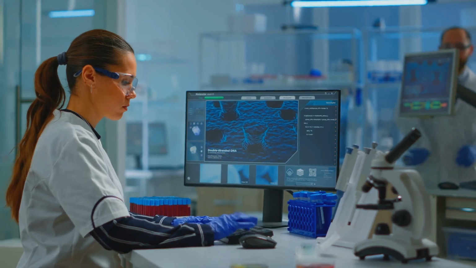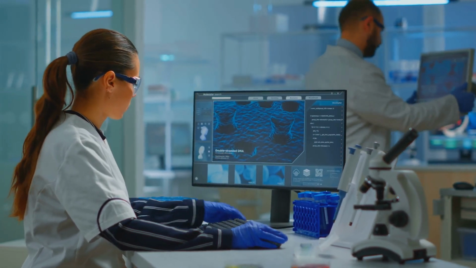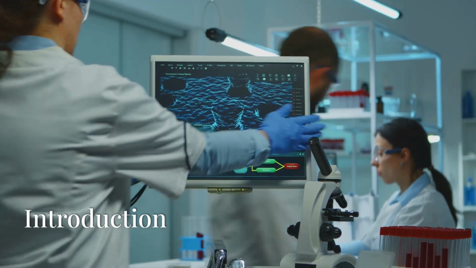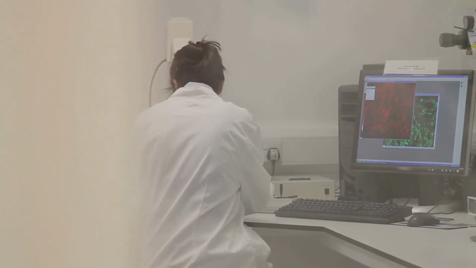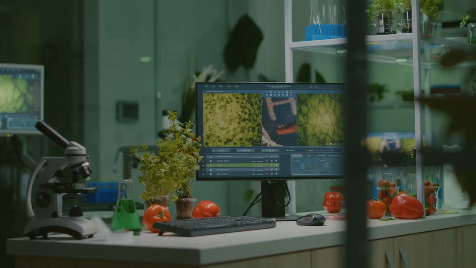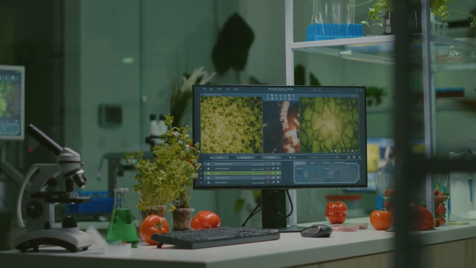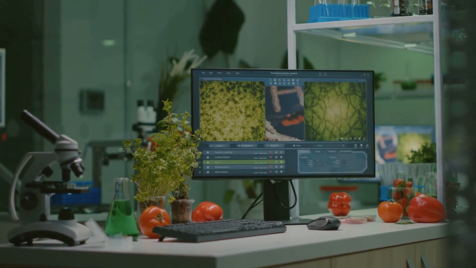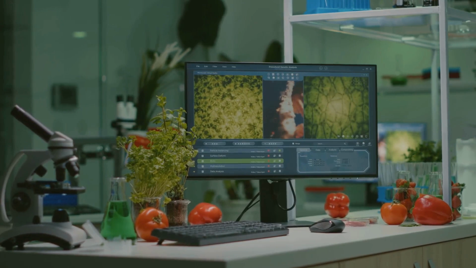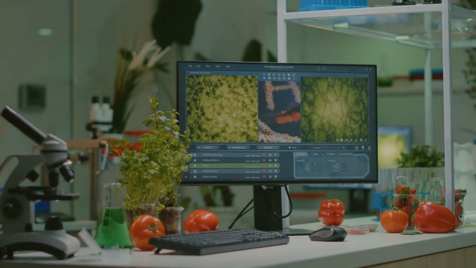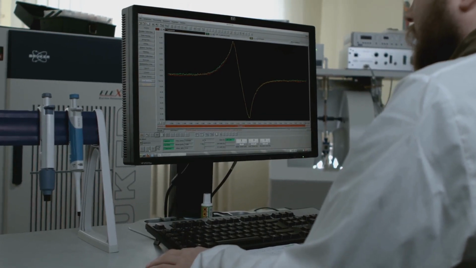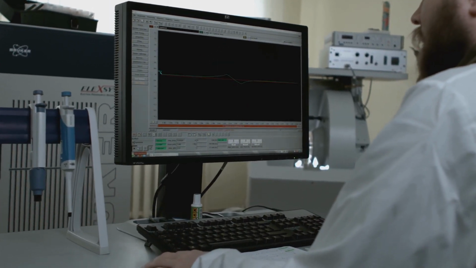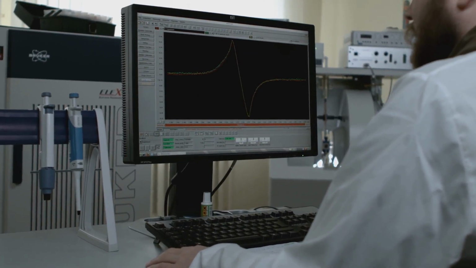Bioinformatics tools for analyzing pharmacogenomic data. Bioinformatics plays a crucial role in analyzing the large volumes of data generated in pharmacogenomics research. It involves the use of computational tools, algorithms, and databases to process, interpret, and extract meaningful information from genomic and pharmacogenomic data. Here are some commonly used bioinformatics tools for analyzing pharmacogenomic data.